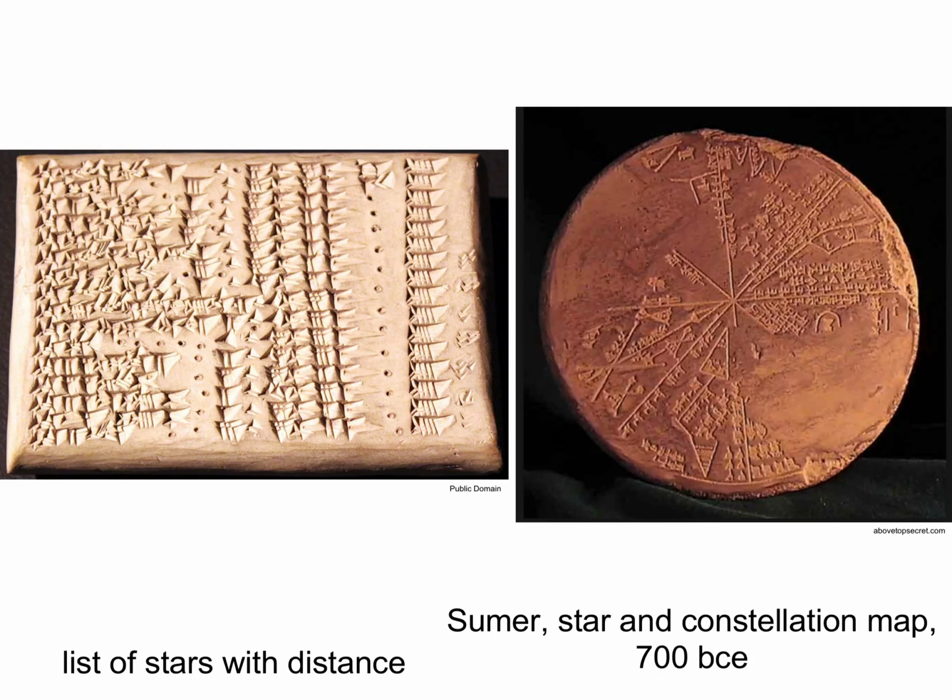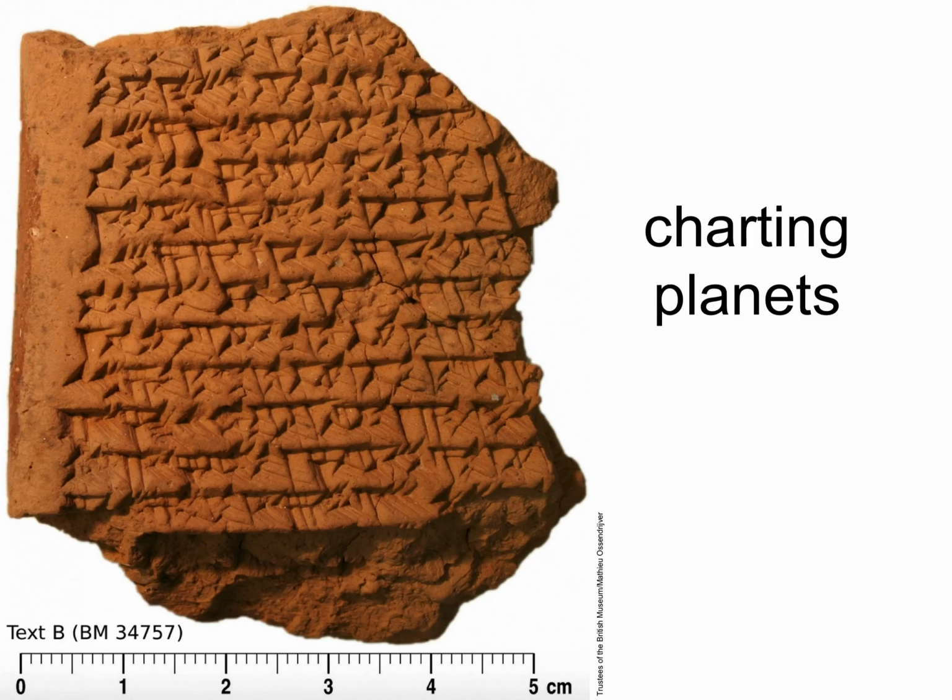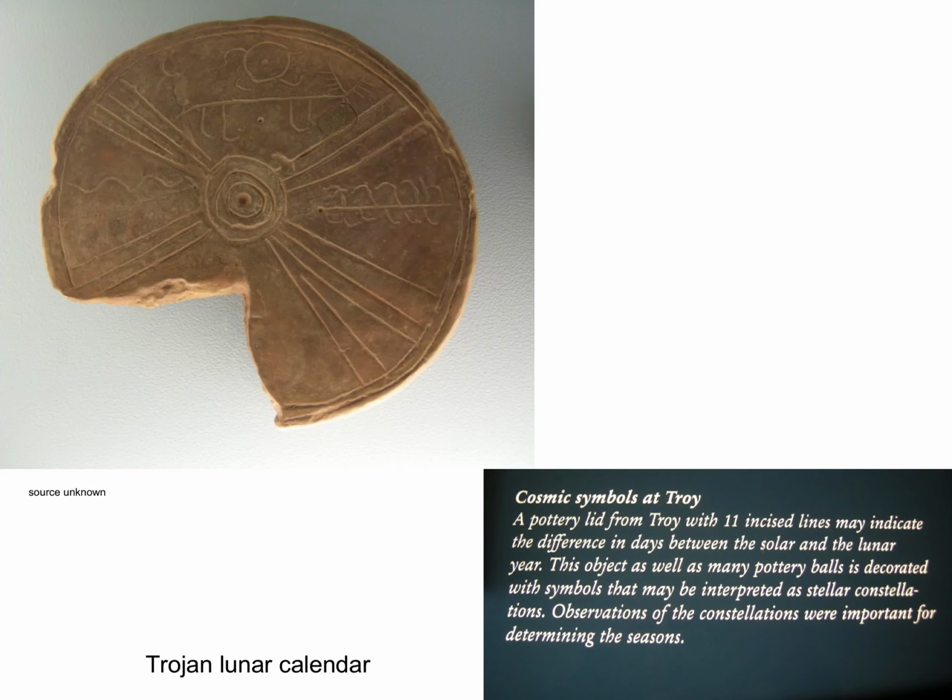We have here a list of stars with their distance from the Earth. So astronomy is also recorded on those types of objects and goes back in time very, very far. And from Sumer, a map of stars and constellations in the night sky. Another example here of a text that is a record of charting planets and their movement in the sky.